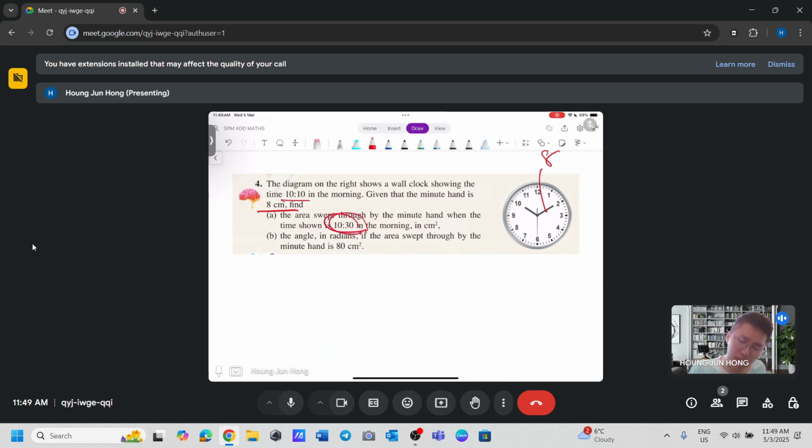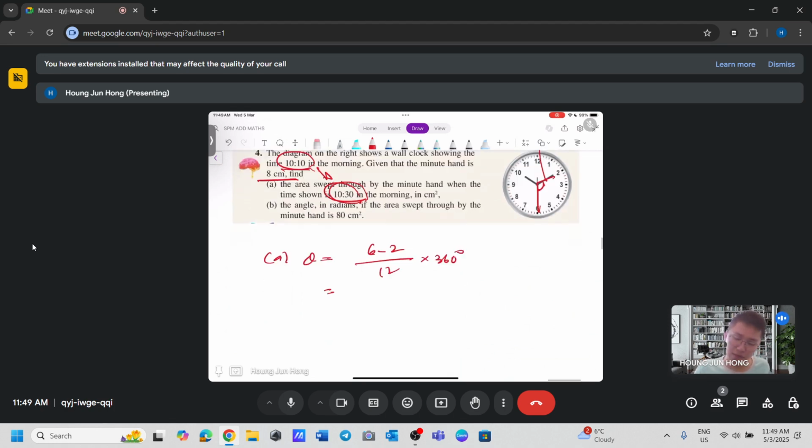You see what happened? It sweeps across this. What is the angle? For question A, you can see this is from 6 to 2, over 12, in 360, which is why this gives you 120 degrees. And as always, remember to convert it back to radians. So 120 over 180 times pi, 3.142, which gives you 2.095 radians.